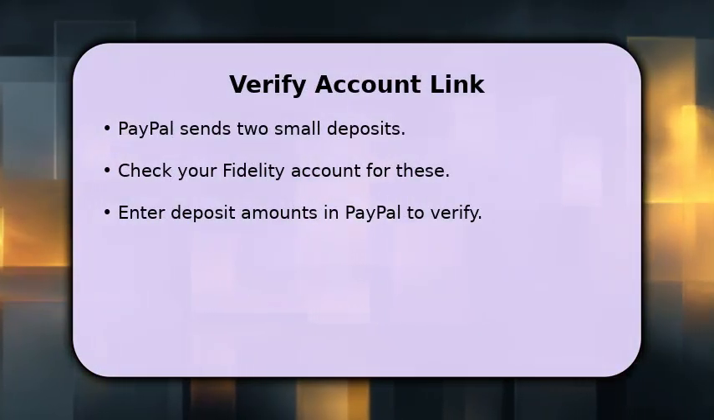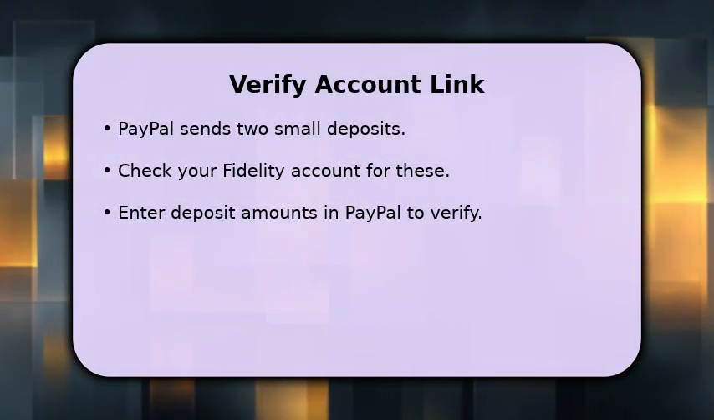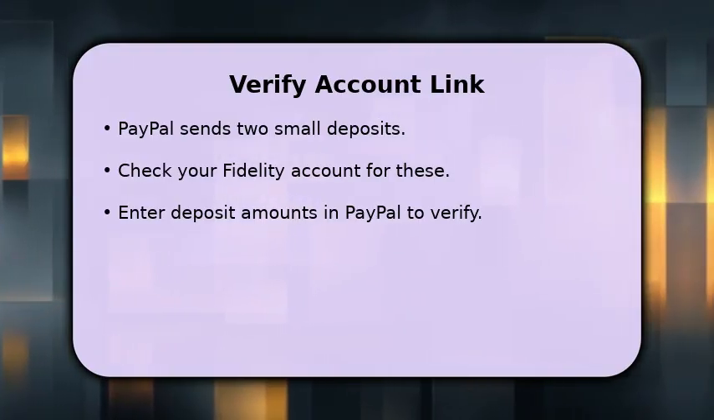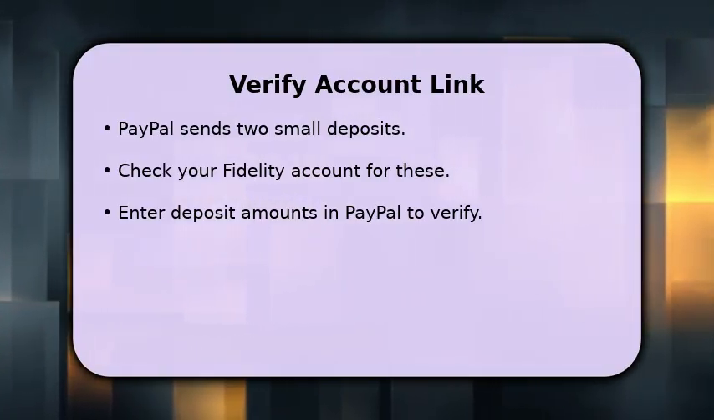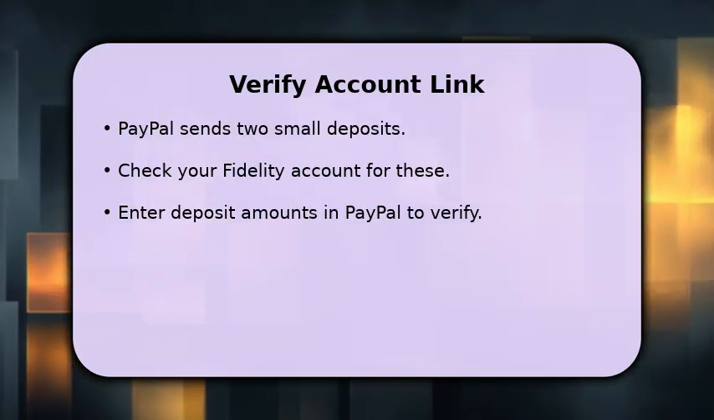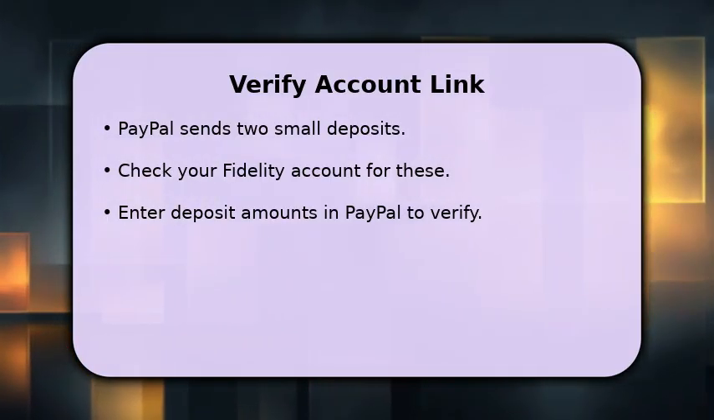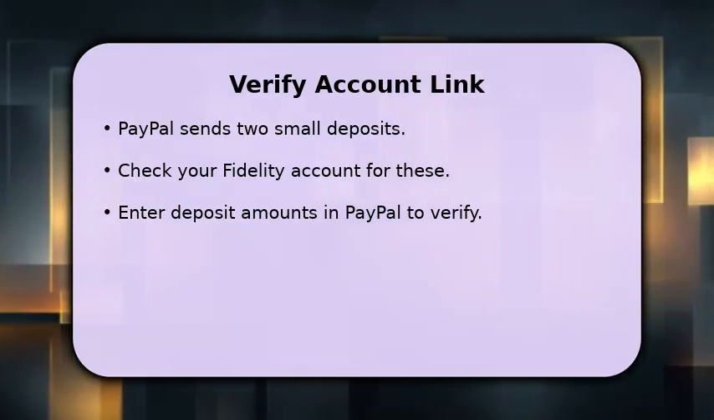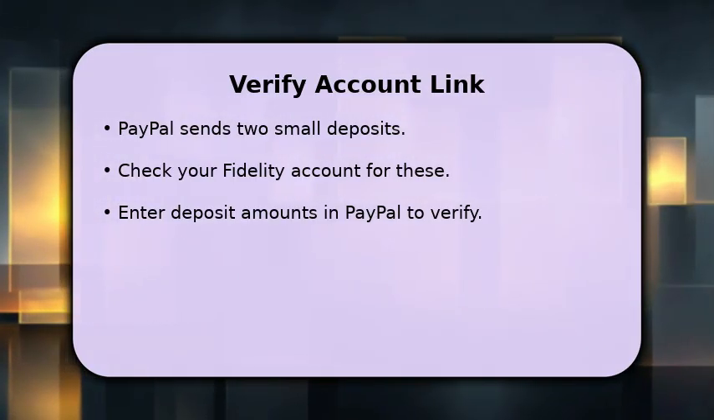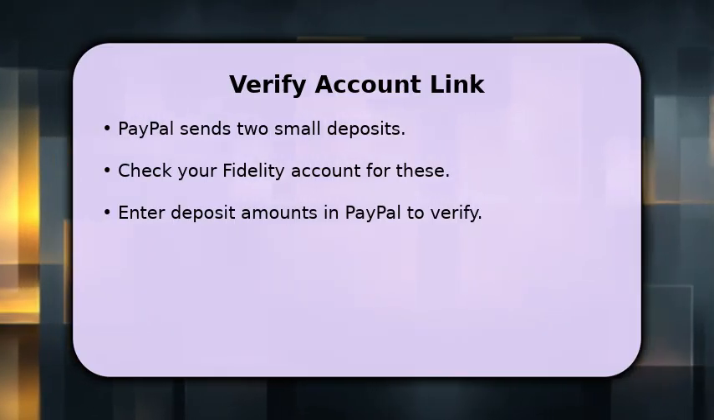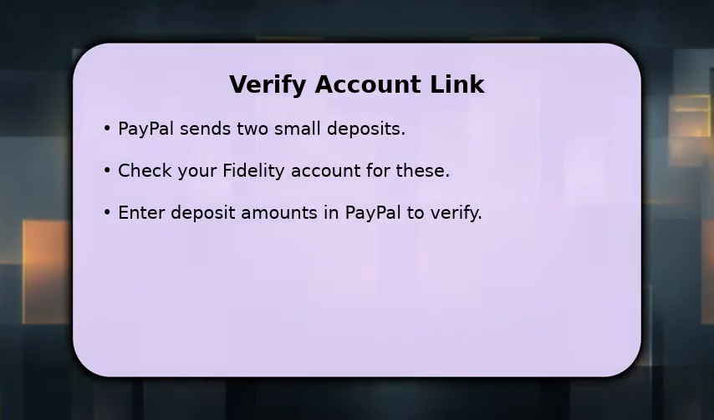Finally, PayPal will send two small deposits, usually under $1, to your Fidelity account. Check your Fidelity transaction history for these amounts. Once you see them, return to PayPal and enter these exact deposit amounts to verify your account. This confirms the successful link, and you're all set.